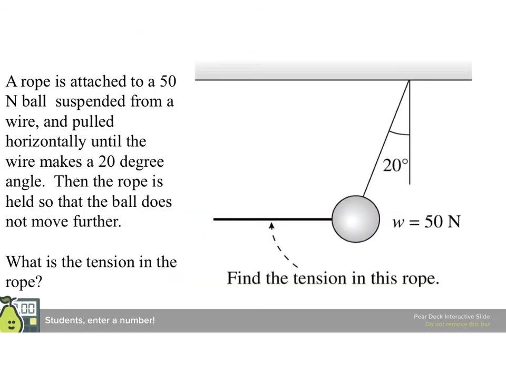All right, a rope is attached to a 50 Newton ball suspended from a wire and pulled horizontally until the wire makes a 20-degree angle. Then the rope is held so that the ball does not move any further. What is the tension in the rope? Well, step 2, remember, is to draw our free body diagram. And we have, of course, the weight pulling down. And we have the tension of one thing pulled here, which I might call Ft.